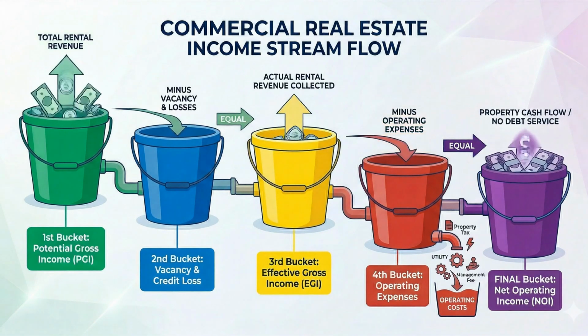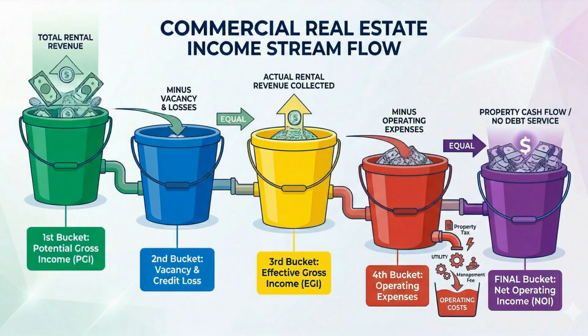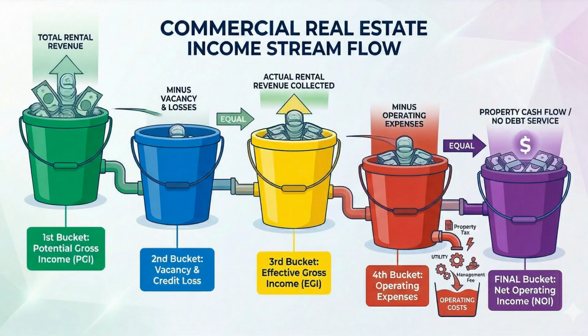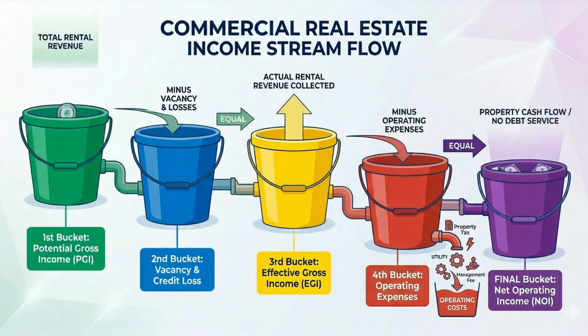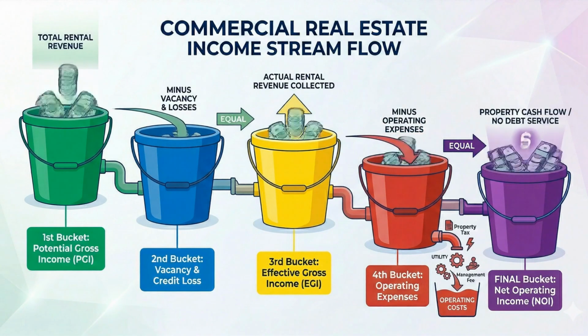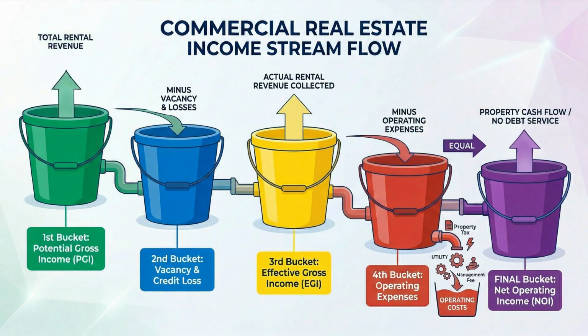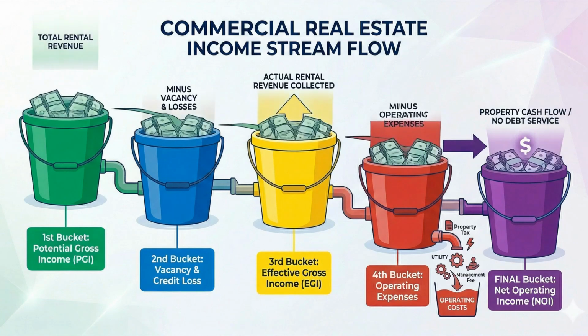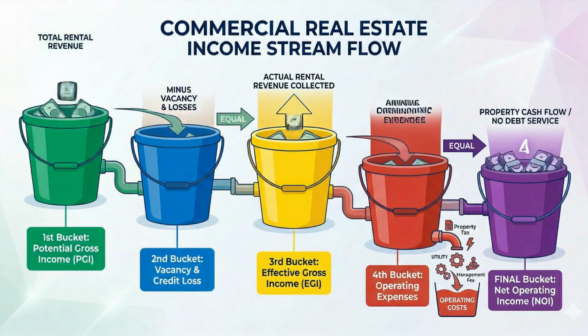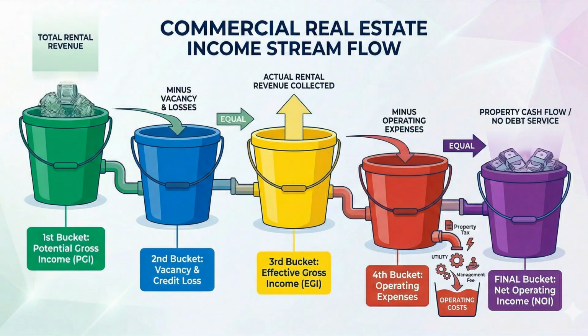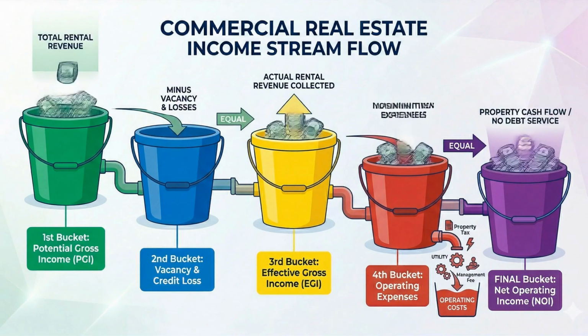So here's our final formula. Effective gross income minus operating expenses equals net operating income. Let's lock in the whole flow. PGI is what the property could earn. EGI is what the property actually collects. NOI is what remains after operating expenses, but before the mortgage payment.